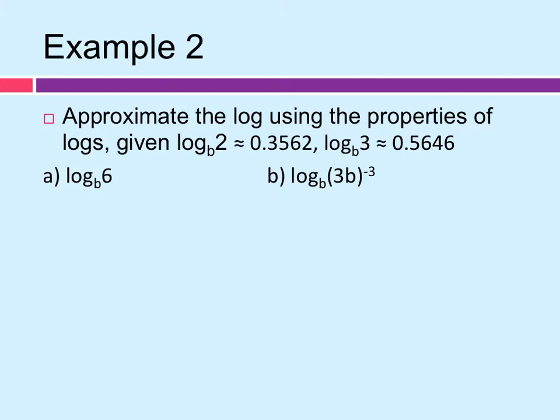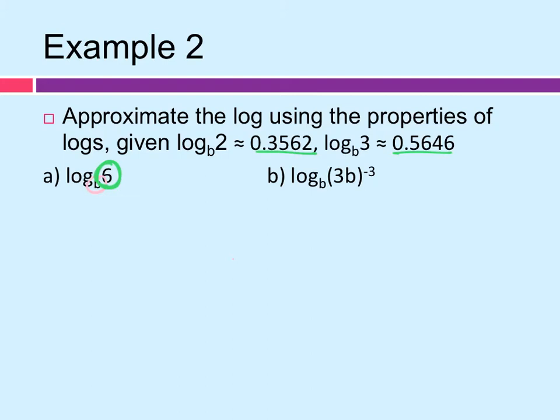So this says approximate the log using the properties of logs, given log base b of 2 is 0.3562 and log base b of 3 is 0.5646. So this is a way, again, to do the kind of questions that we just had, like change of base. I don't know what b is. There's no way to find log base b of 6, right? But what this is telling me is that I know log base b of 2 and log base b of 3. So can I rewrite 6 in terms of 2 and 3?